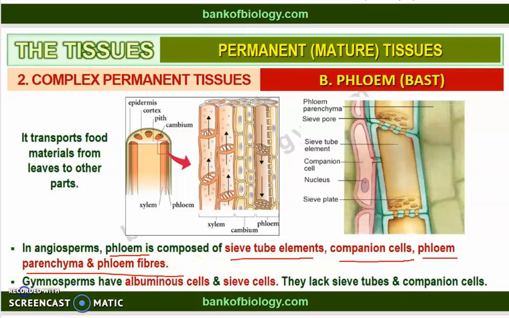And if you take the case of the non-flowering plants, they have albuminous cells and sieve cells. What do they have? They have albuminous cells and sieve cells, and they lack sieve tubes and companion cells. Right? So gymnosperms will not have sieve tubes and companion cells. Instead, they have albuminous cells and sieve cells. Okay. Now let us see in detail about each of these elements.